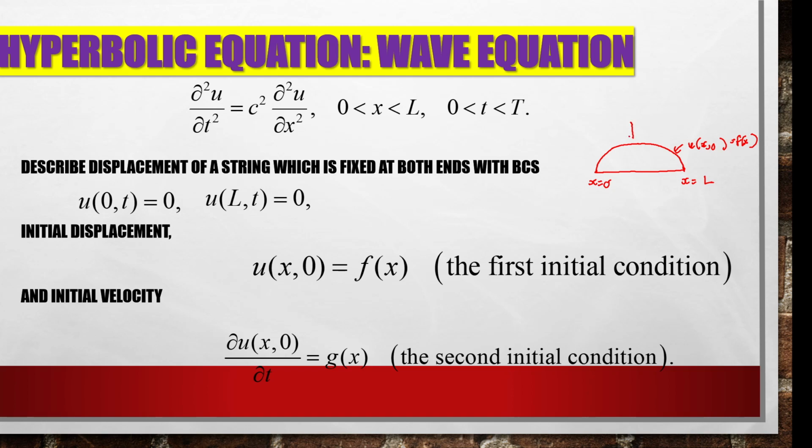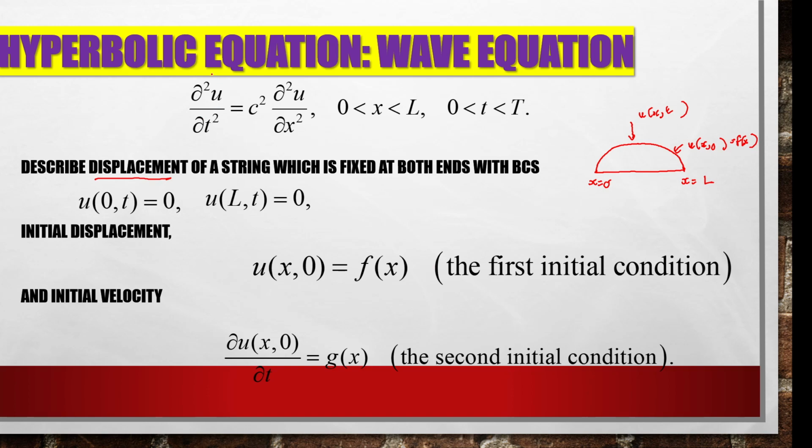So u(x,t) represents the displacement of a string which is fixed at both ends. That's why u when x equals 0 and u when x equals L is 0. The initial displacement, the shape of the string at the initial time, is given by a function of x.